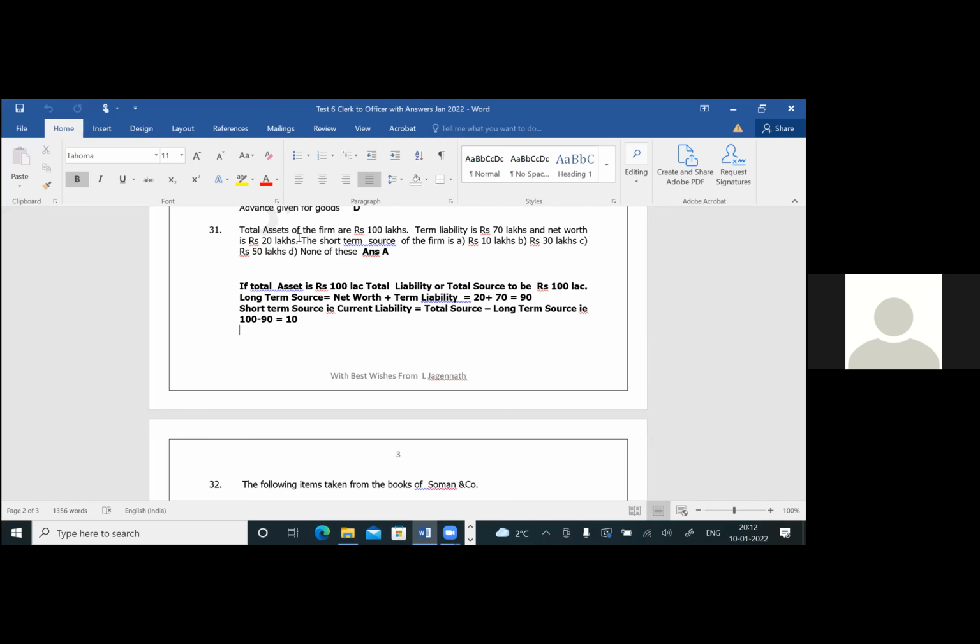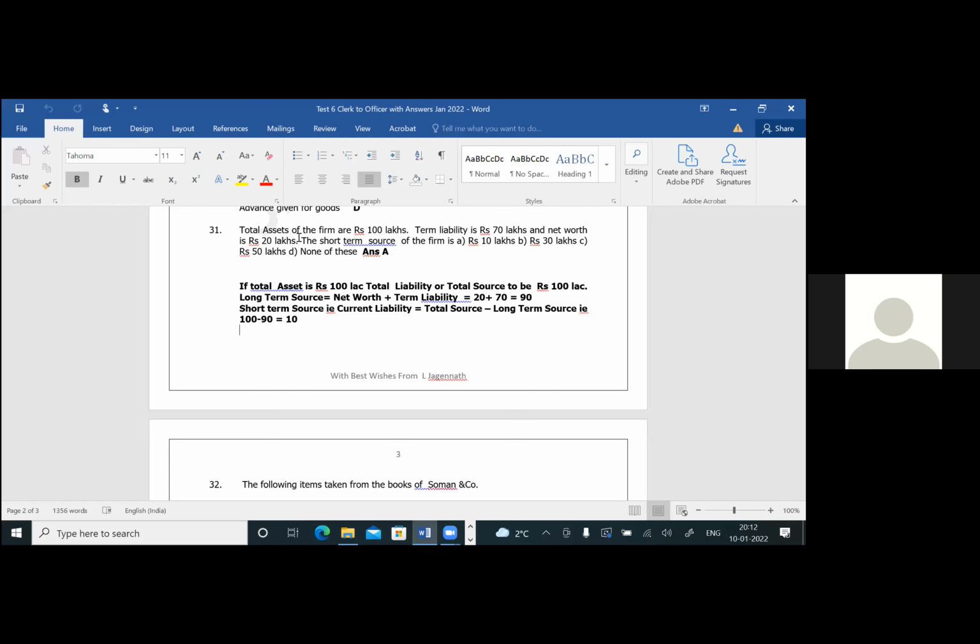Now, what they have given, what they are asking you, they have given total assets. Total assets is 100. That means what is the total liability? Total liability is also 100. Total liability 100 means total sources is also 100, isn't it?